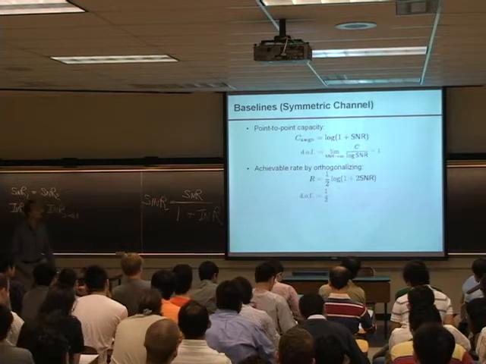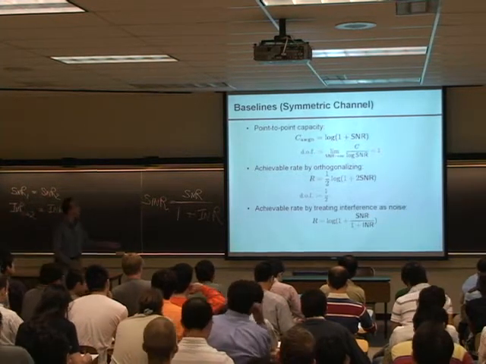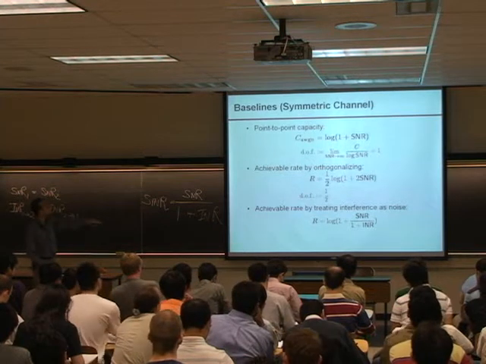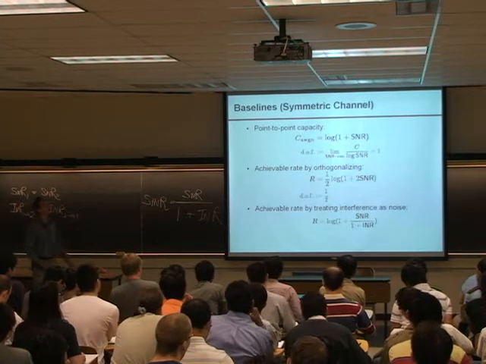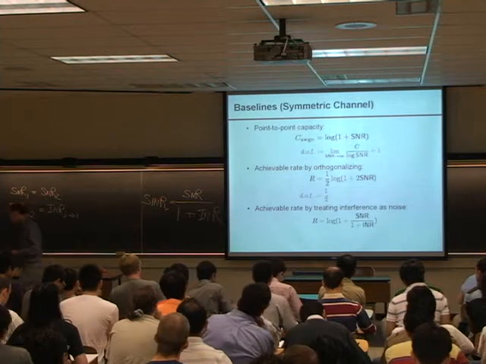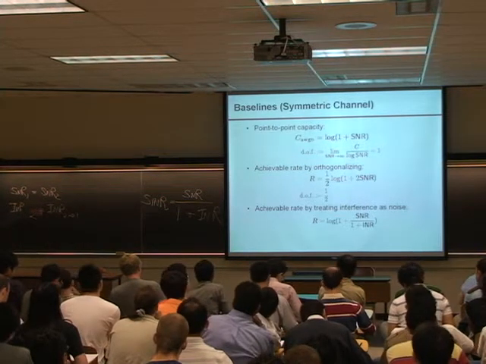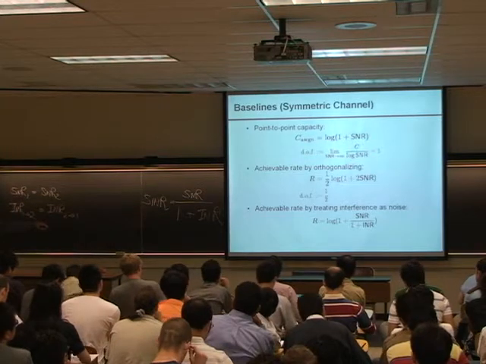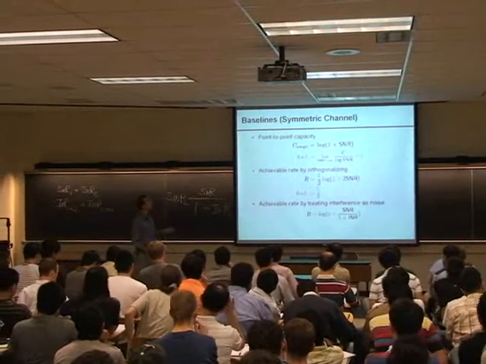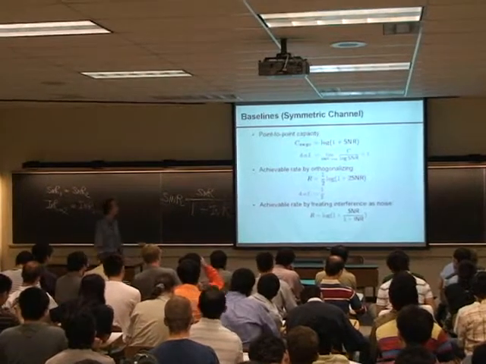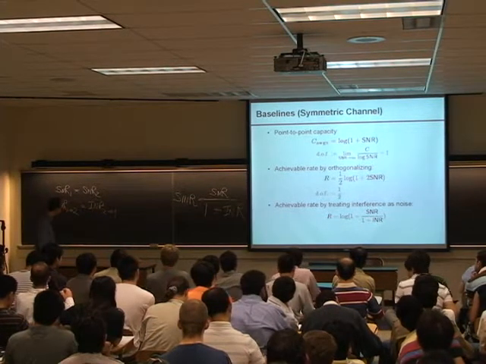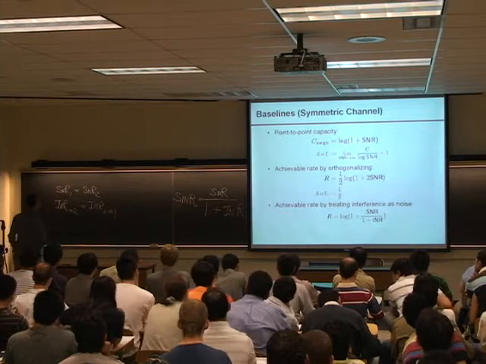Then we calculate the second scheme, which is treating interference as noise. As I already wrote down, the rate is given by log of 1 plus the signal-to-interference-plus-noise ratio. So in other words, you are treating the interference as Gaussian noise. You're using Gaussian codebooks, and you're treating interference as Gaussian noise, and you get this rate. So we ask the question: how many degrees of freedom do we get from this rate? All right, so we do the computation. Let's do that.